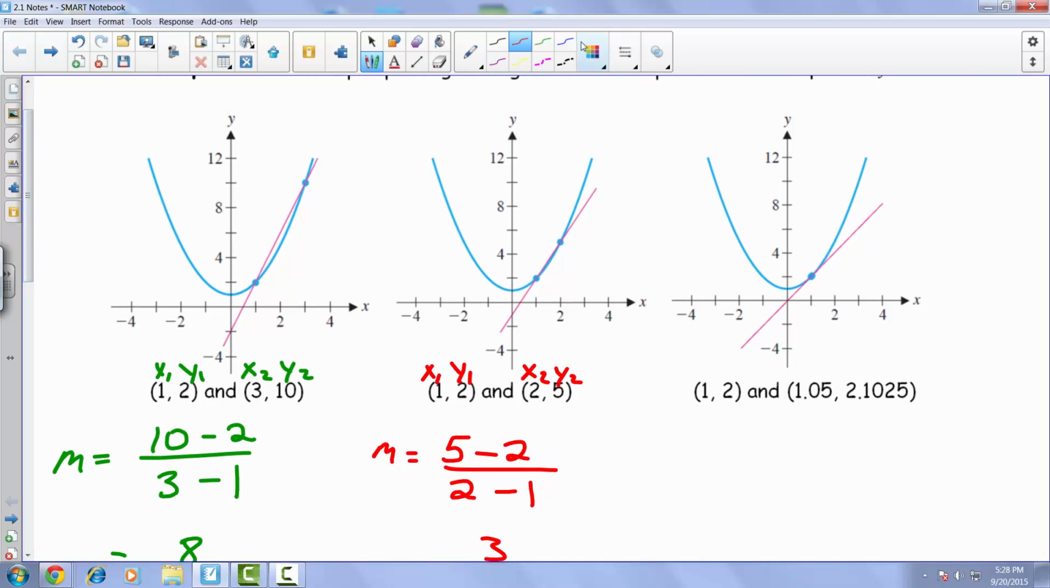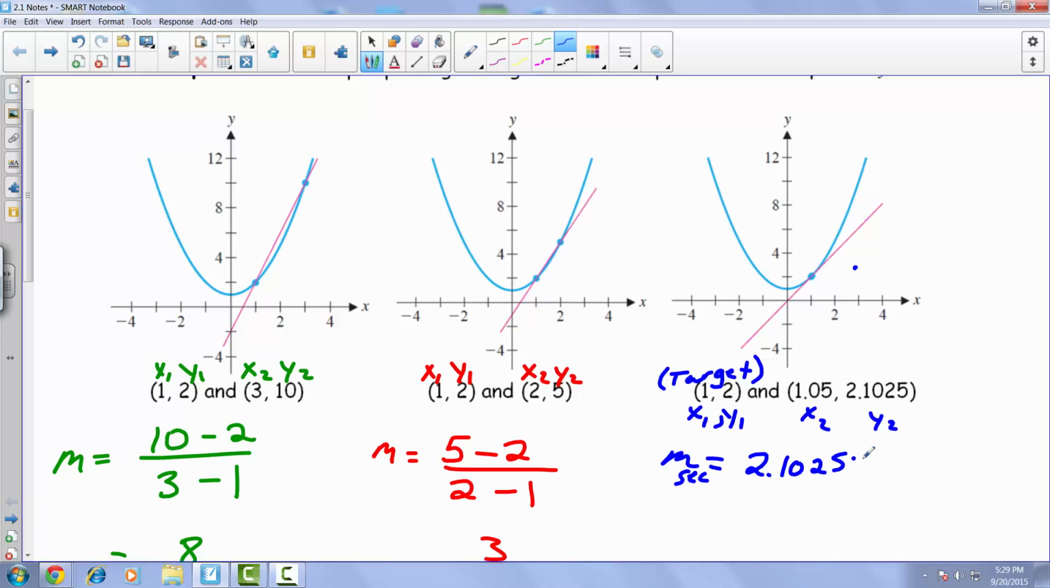Now we have a point that's much, much closer to (1, 2), which we'll call our target point for now. Again, it is the x1, y1, just like the others, and we'll call this one x2, y2. You can tell that we're getting closer to this target point of (1, 2). Let's go ahead and find the slope of this. We are still finding a secant slope between these 2 points. It's just really, really small.